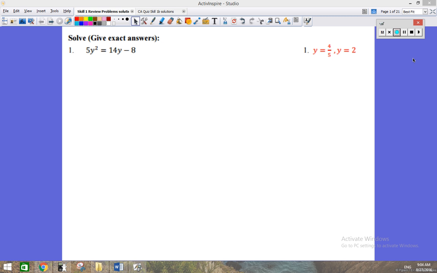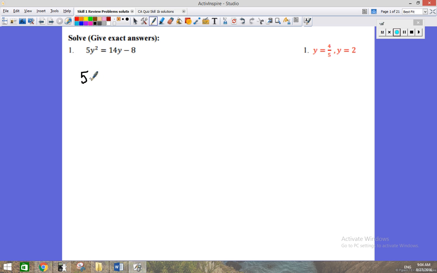Let's take a look at this review for our upcoming test. Here we have a quadratic equation. Every quadratic equation can be solved by using the quadratic formula or by completing the square, and some quadratic equations can be factored. In general, if you can factor it, it's usually a little bit faster solution. So let's take a look at this.